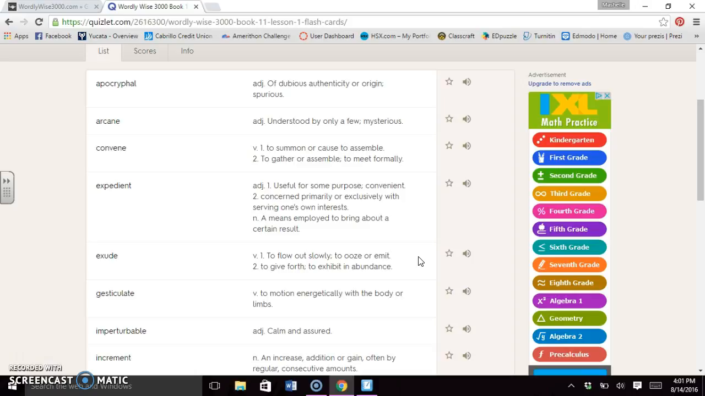The next one we have is gesticulate, a verb. This is one of my favorite ones. To motion energetically with the body or limbs. So it's not just kindly waving at somebody, but it's actually like flailing your arms and making motion, and there's emotion usually behind it, and there's energy. So it's showing that emotion to go with it.